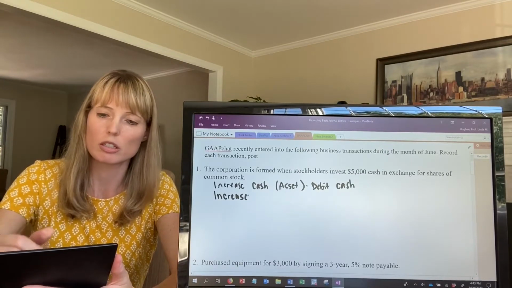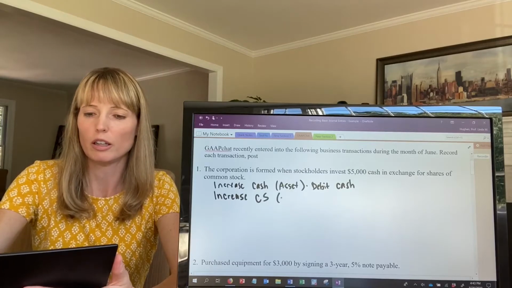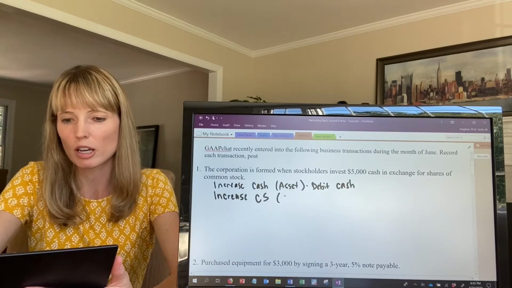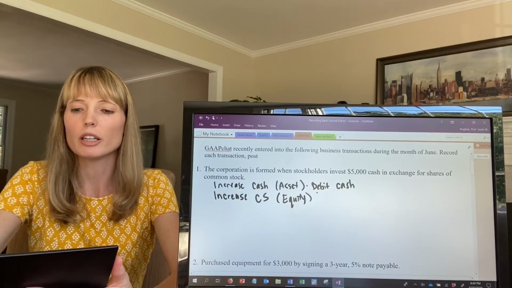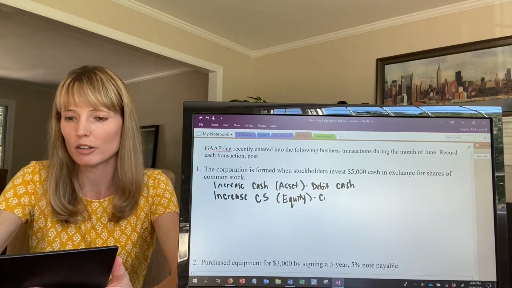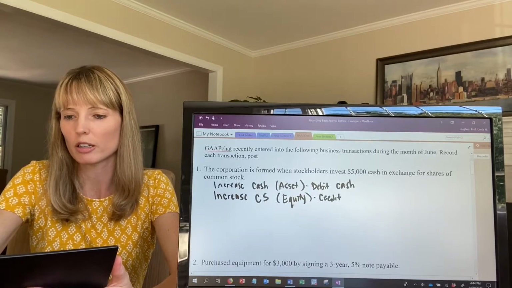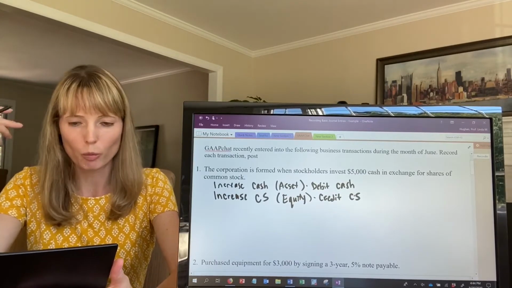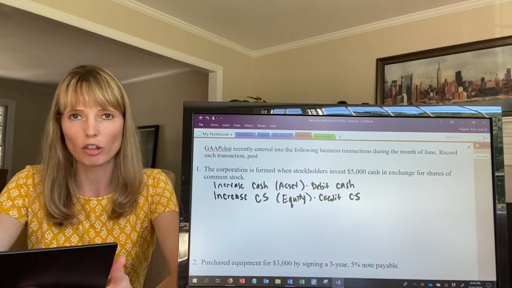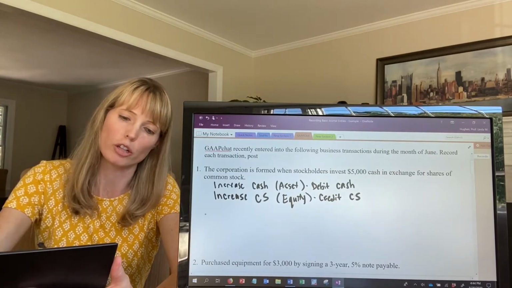So we increase common stock. And what type of account is common stock? Of course, that's stockholders' equity. And how do we increase a stockholders' equity account? We're going to credit common stock. Now that we've walked through and written out our mental thought process, we're going to record our journal entry.